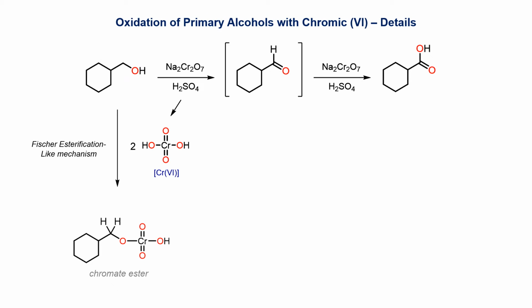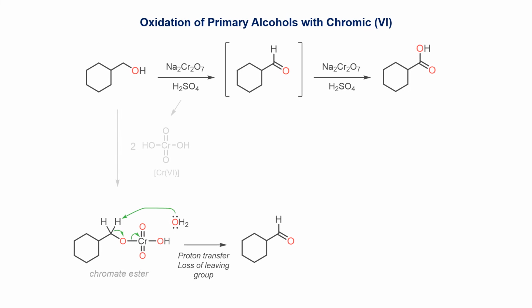Once chromic acid has been formed, it undergoes a process similar to a Fischer esterification in which the alcohol condenses with chromic acid to yield a chromate ester. Once the chromate ester has been formed, the oxidation step may take place.